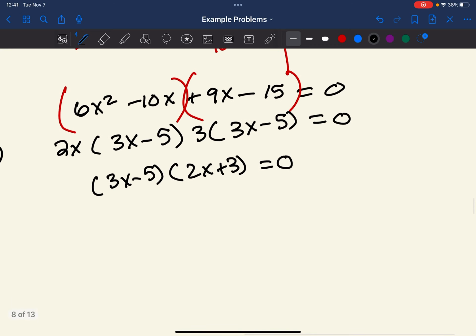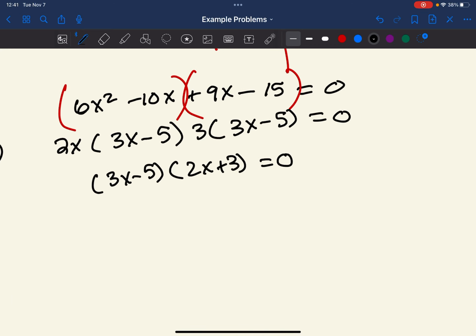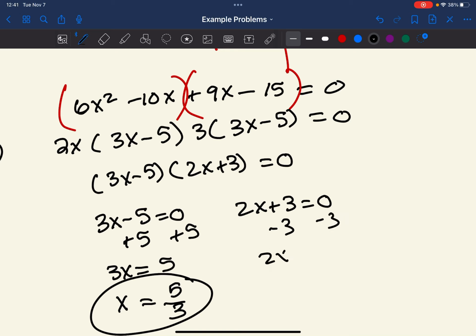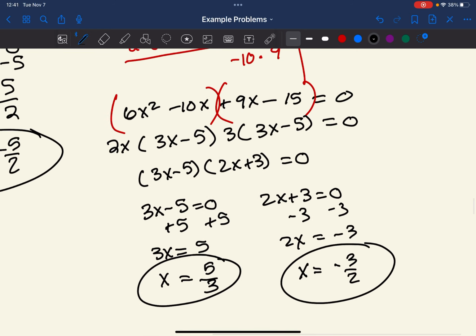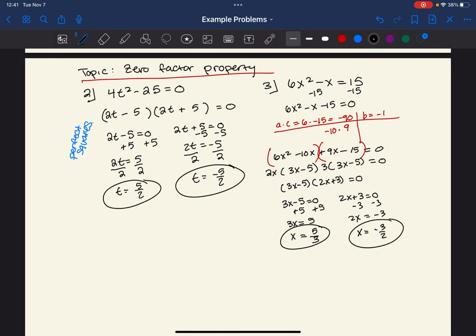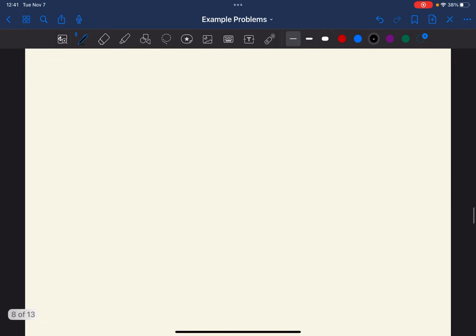Now all I have left to do is set them separately equal to 0, and then solve for x in each one. So the first one, I have x is equal to 5/3. And the next one, I have x is equal to -3/2. Okay, so that one was just the normal AC method.